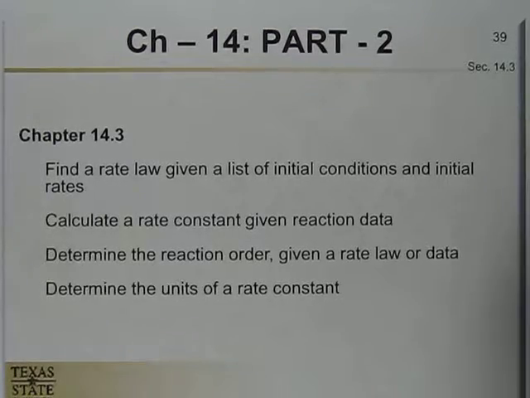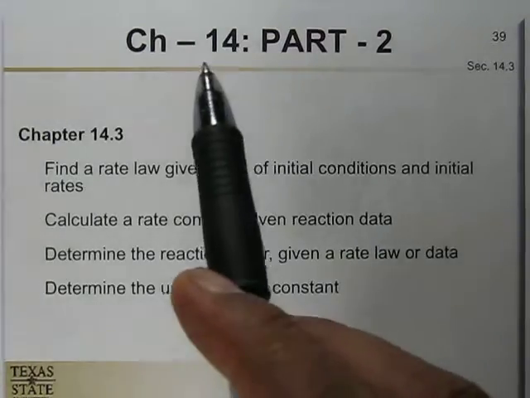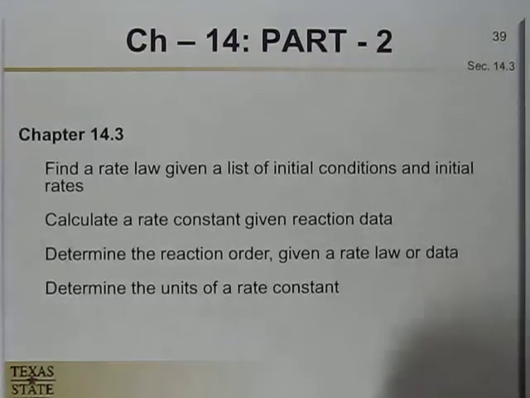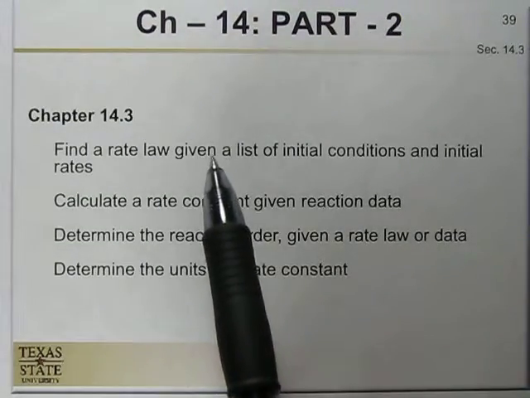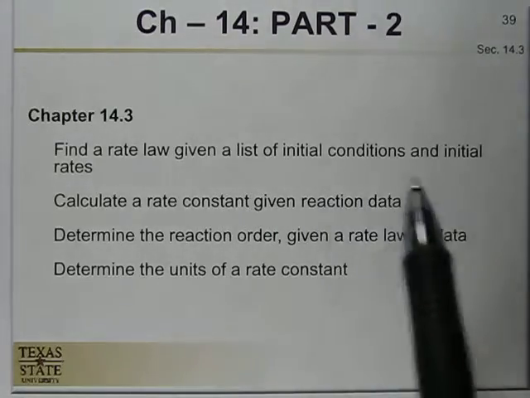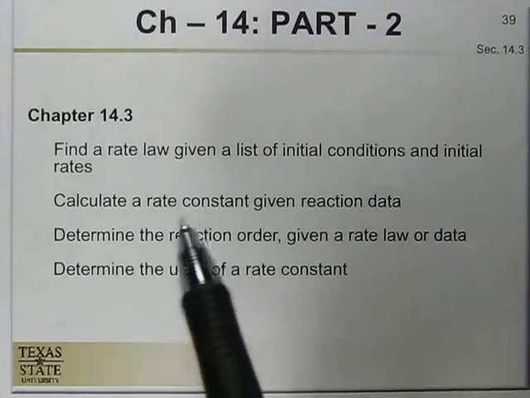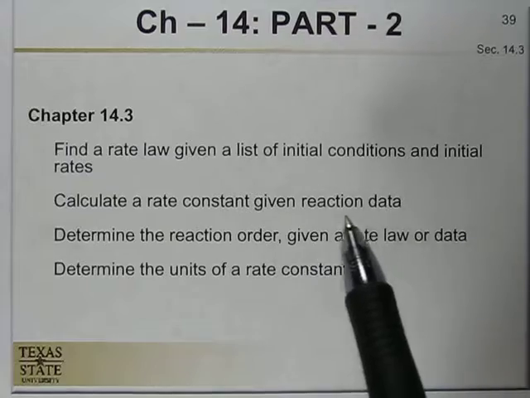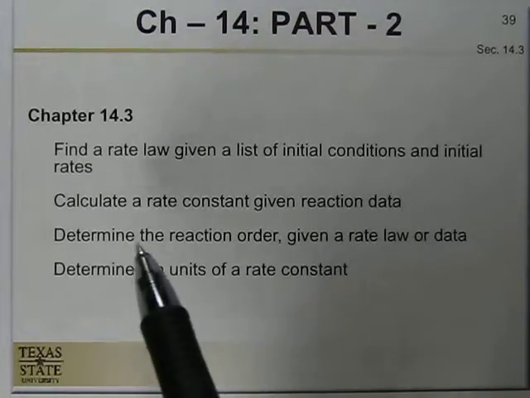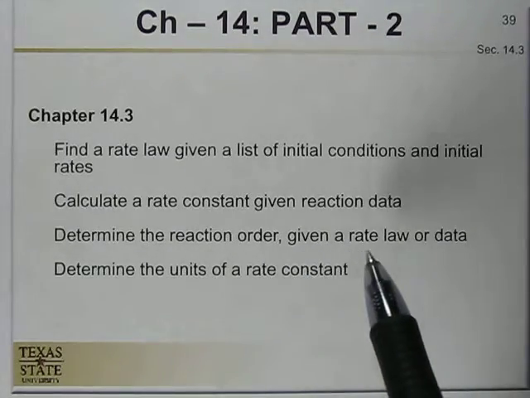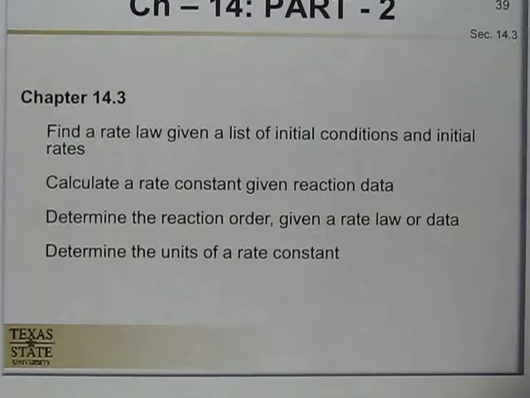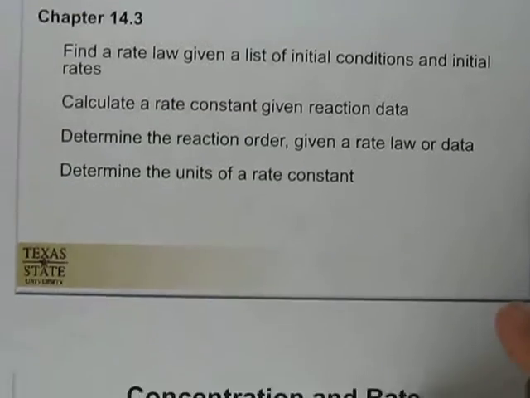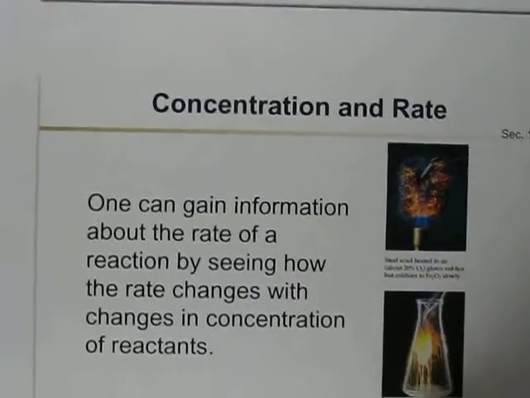So now in this video we will study the second part of chapter number 14, chemical kinetics, where we have to find out the rate law given a list of conditions that are initial rates, calculate the rate constant given reaction data, determine the reaction order given rate law data, and determine the unit of the rate constant.